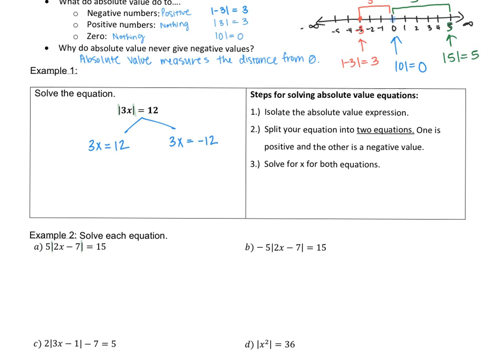After that, all of the rest of it is just solving like normal. You're going to have to divide by 3 to get x by itself. So I'm going to have to do that on both sides. So on this side here, 12 divided by 3 is 4. The other side, negative 12 divided by 3 is negative 4. And there we have our answers. So we have 2 answers here. X could be 4 or negative 4. And that's it.